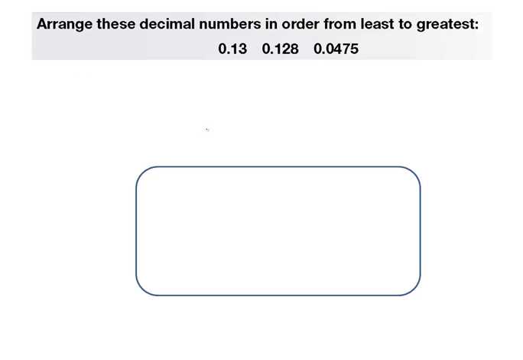Let's start out taking a look at some decimal numbers and seeing if we can place them in order from the smallest to the largest, or from least to greatest. The first thing I want you to do whenever you deal with decimals is to be sure and line them up. So I'm going to go ahead and write these over here and line up my decimals.